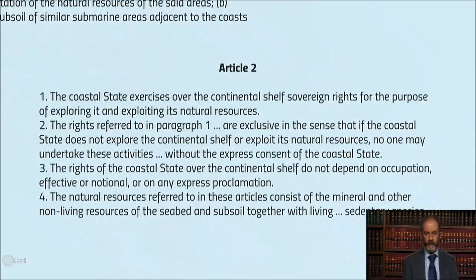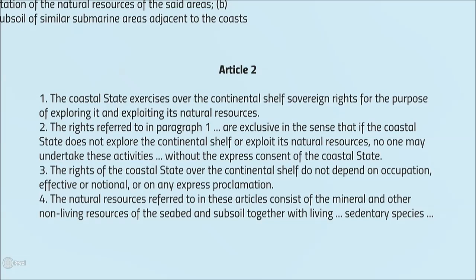but on its face that is not what the article says. If we look at Article 2, the coastal state exercises over the continental shelf sovereign rights for the purposes of exploring and exploiting its natural resources. So that is the language we now also find used in UNCLOS in relation to the exclusive economic zone.